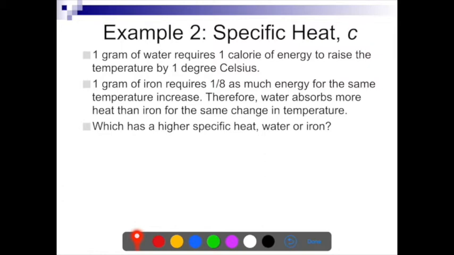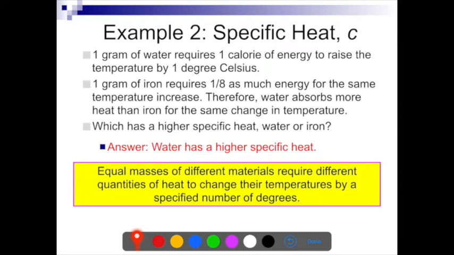If you answered water, then you are correct, because water has a higher specific heat because it took more energy to increase its temperature compared to iron, meaning water has a higher resistance to changes in temperature. Therefore, it requires more energy to change its temperature, and therefore it has a higher specific heat. This example shows that equal masses of different materials require different quantities of heat to change their temperatures by a specified number of degrees.